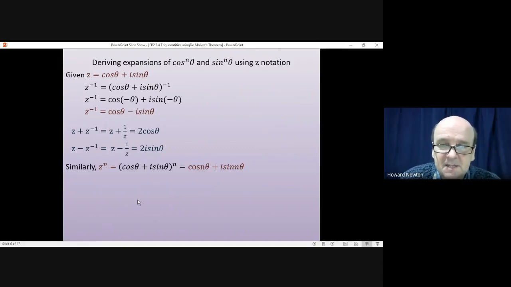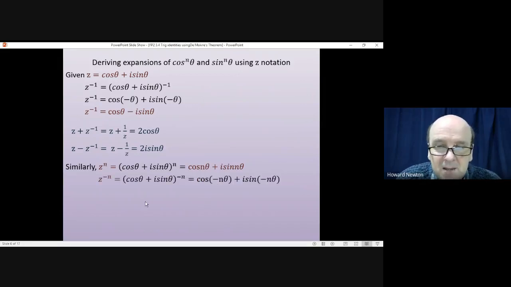Similarly, if we look at Z to the n, Z to the n is cos theta plus i sine theta to the n. Using de Moivre's theorem, that's cos n theta plus i sine n theta. Z to the minus n will equal cos minus n theta plus i sine minus n theta. Using the same trick that we used just now, that gives us cos n theta minus i sine n theta.